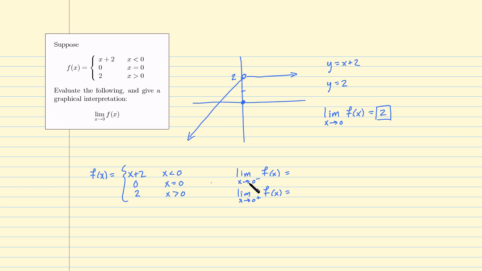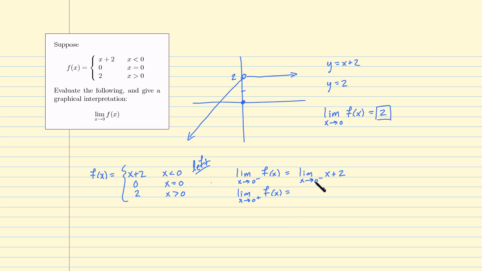But look, if x is approaching 0 from the left, in other words, the only x values I'm ever concerned with are left of 0, and hence less than 0, then this piece right here determines what f of x is. This is the same as the limit as x approaches 0 from the left of x plus 2.